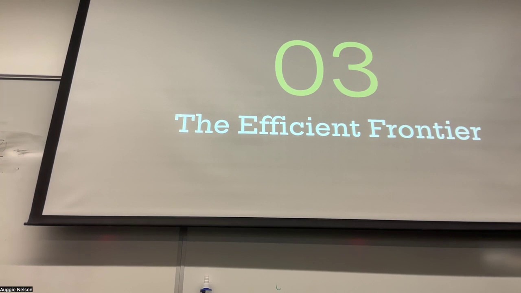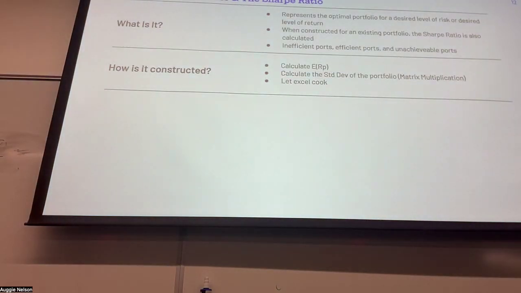All right. This is our last part of this. So, the efficient frontier. The efficient frontier represents the optimal portfolio for a desired level of risk or a desired level of return. In calculating this efficient frontier, and I'll show you guys how to do this, if you're using Excel, you can tell Excel, okay, I want to minimize my risk and maximize my return, and it'll show you optimal weights.